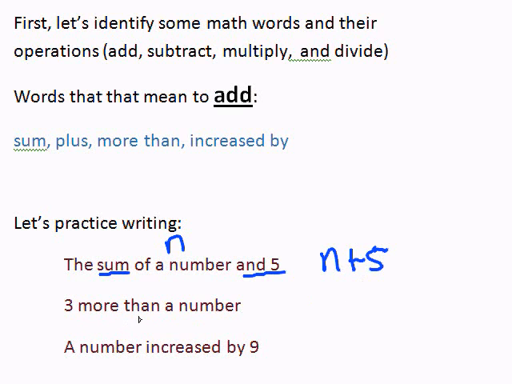What about 3 more than a number? Well, a number again, we're going to call it n, some variable, and we're going to be making it 3 more than that number. So we take the number and we add 3. This is 3 more than n. What about a number increased by 9? Same story, we take a number and we increase it by 9.